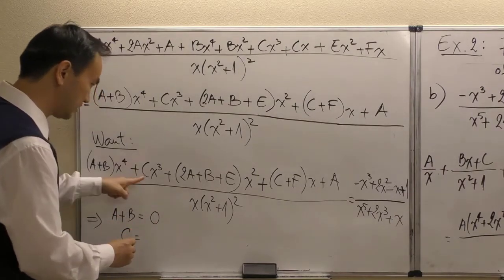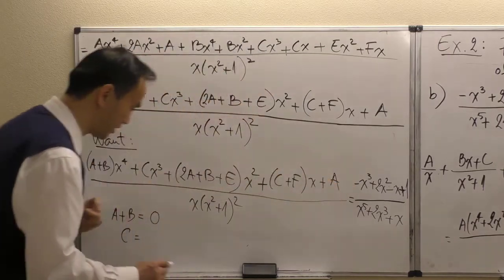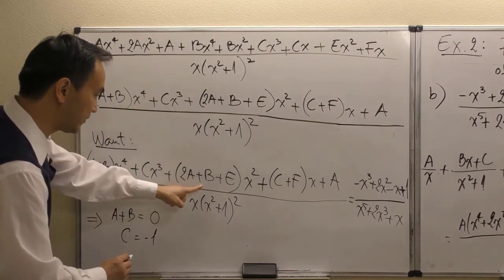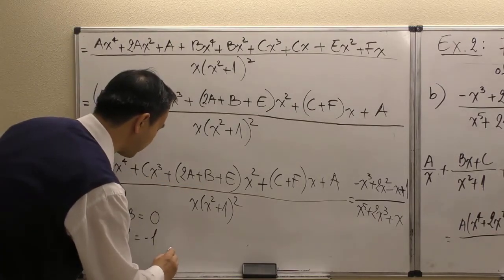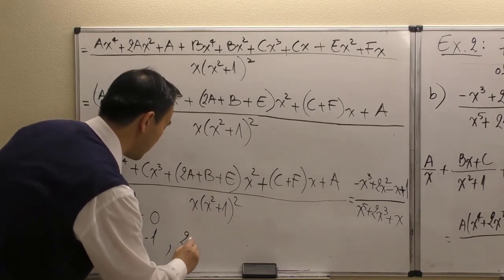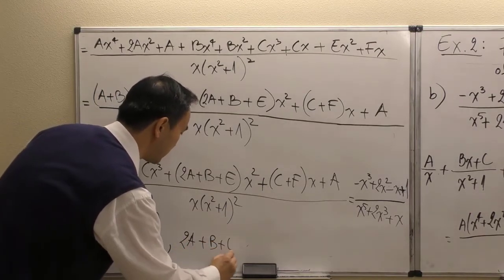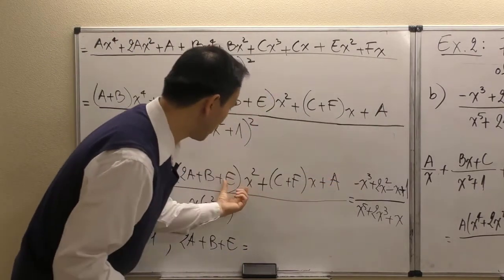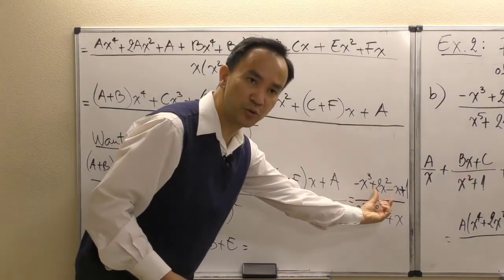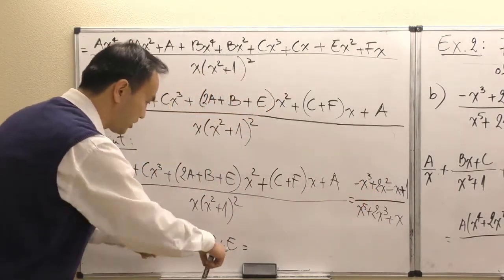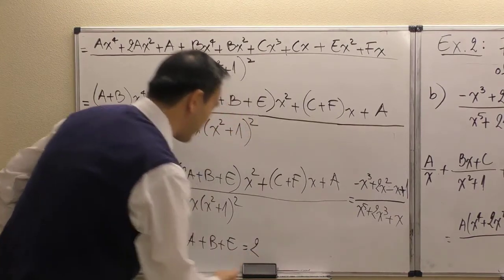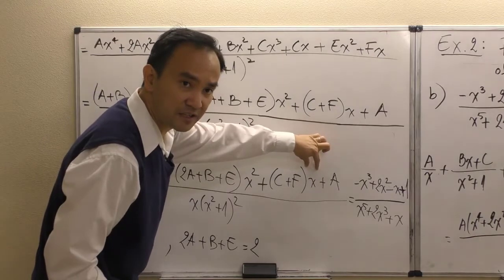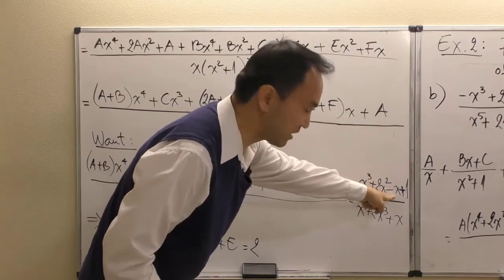So c is matching up with -1. So c equals -1. Okay, and then for that term right here, I'm looking at 2a plus b plus e. Okay, and that x squared term is to be matched with that 2x squared term on the other side. So meaning this sum must equal 2. Okay, positive 2. And then the c plus f as the x term on the left-hand side has to be matched with that -1 x term.